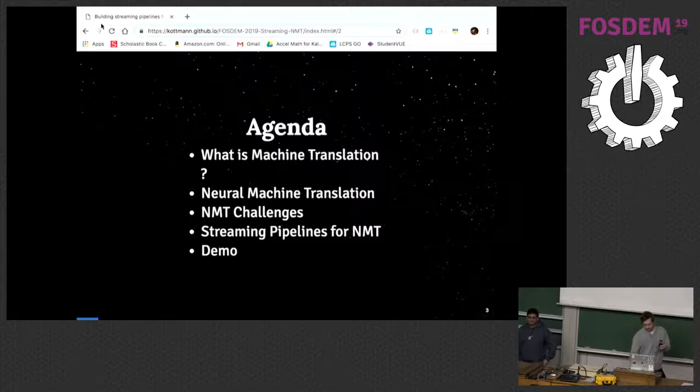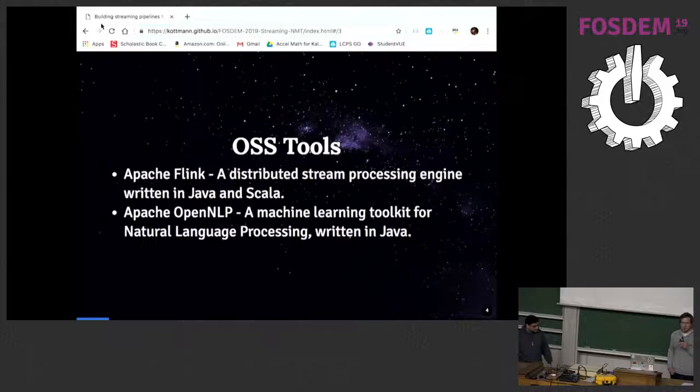For this talk, we're using Apache Flink, a distributed streaming pipeline framework. And we have Apache OpenNLP, which is used for the preprocessing of the text we will feed to the machine translation system in the demo.